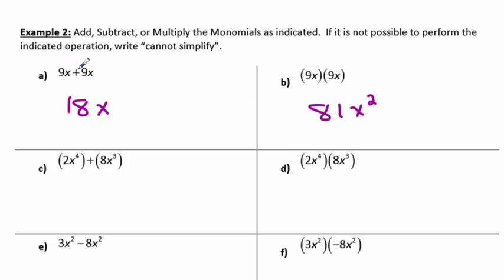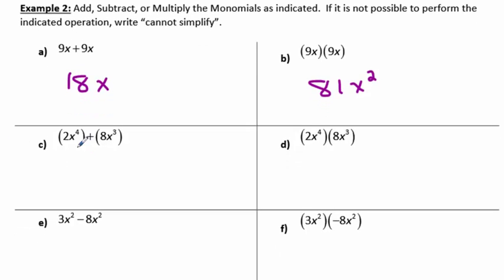When you're adding like terms, you do not change the variable component. When you're multiplying terms, the variable component will change. You're saying, I've got an x times an x squared, and there is a simplified form of that. If you're adding, you cannot simplify if the powers are not identical. You cannot add them if they're not like terms. If you're multiplying, you can multiply them by adding the powers. So 2x to the fourth times 8x to the third will be 16x to the seventh.